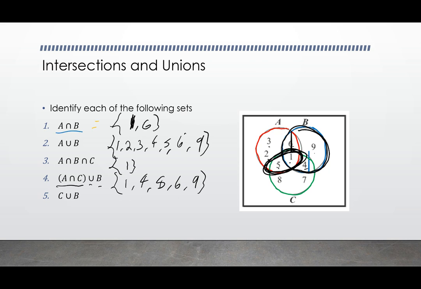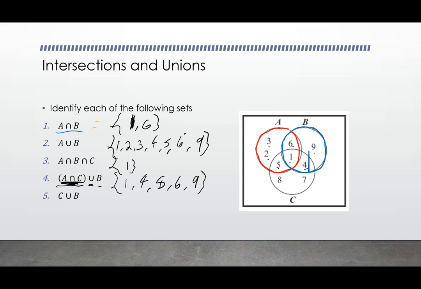And so hopefully that made sense. I looked at A intersect C, which again is this overlapped region here, the 1 and the 5. And then I unioned it, so I took that 1 and 5, and I combined it with everything that was in B, which is 1, 4, 6, and 9. I didn't, of course, have to write the 1 twice. So I just write it once and I'm good.